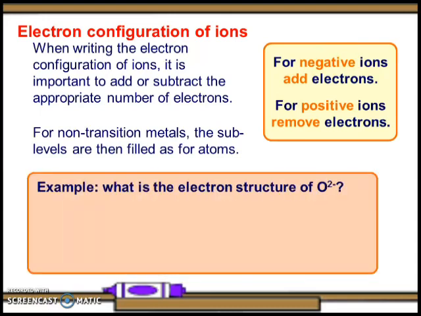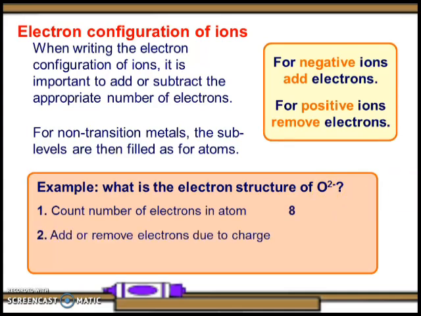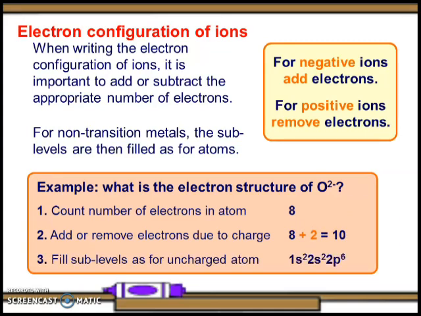So let's have an example. What is the electron structure of O2-? First, count the number of electrons in an atom. So we have 8 electrons for oxygen. Then second, add or remove electrons due to charge. So we have 8 plus 2, and that is 10. And then third, fill sublevels as for uncharged atoms. So therefore, the electron configuration of O2- is 1s2, 2s2, 2p6.